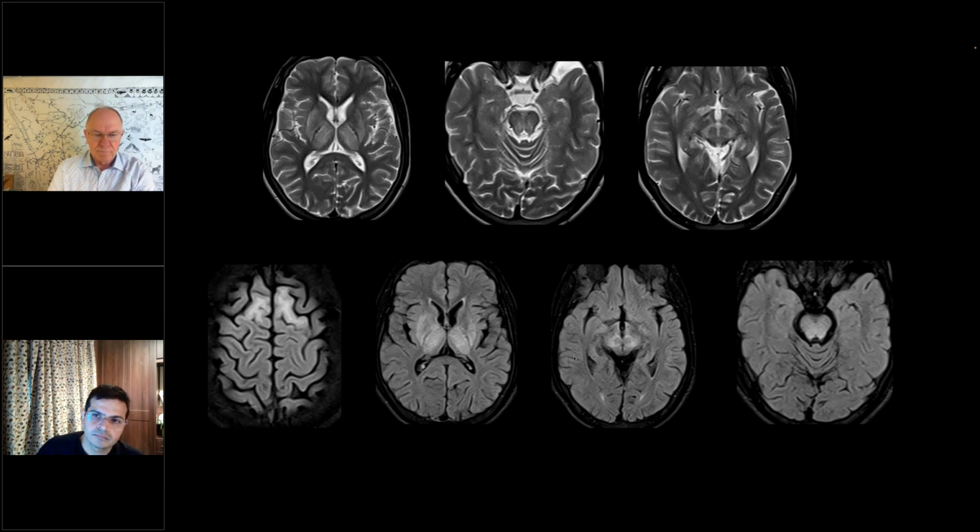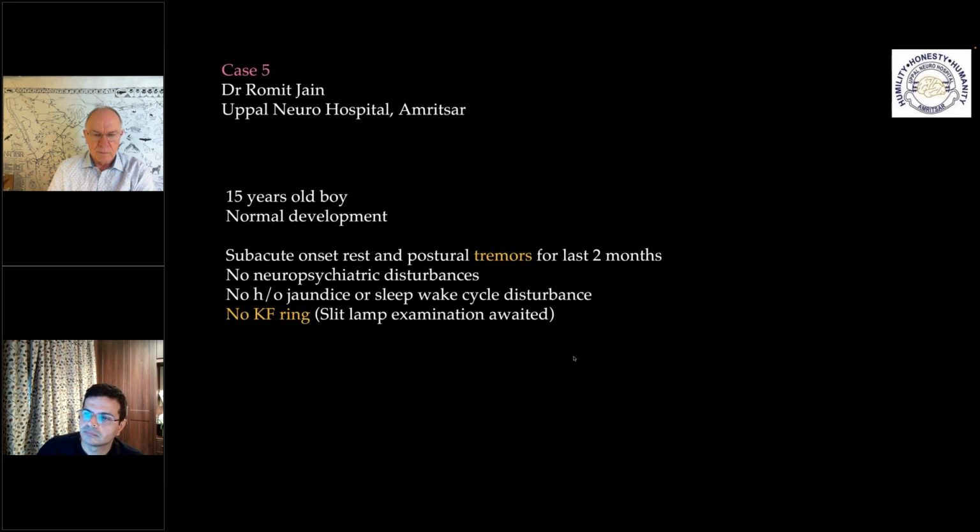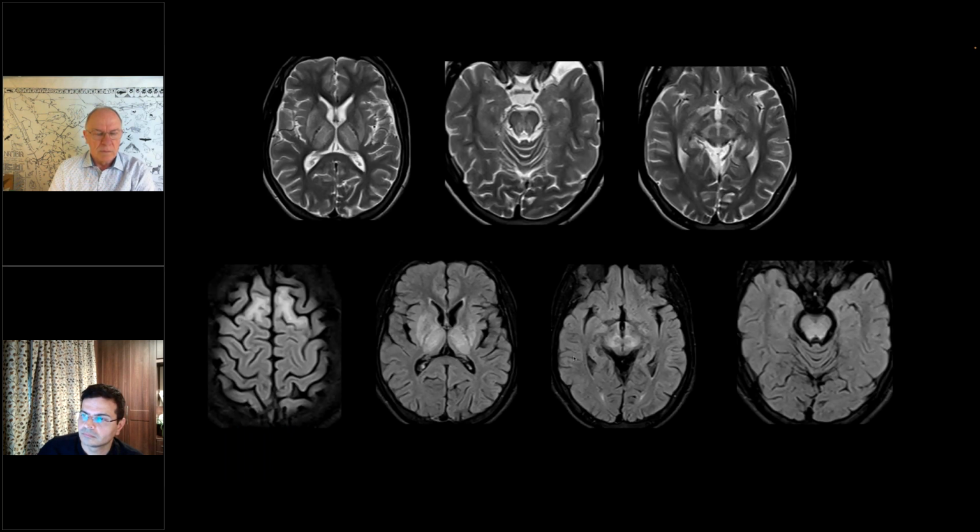Did the child have a slit lamp examination to look for the KF ring, or was it a naked eye examination? No, it's a naked eye examination, and a slit lamp examination was advised, but they didn't turn up actually. Was the 24-hour urine copper and serum ceruloplasmin done? They didn't get any investigations done because they were not accepting of the diagnosis based on the MRI. I wrote the investigations, but they just didn't do it. Okay.